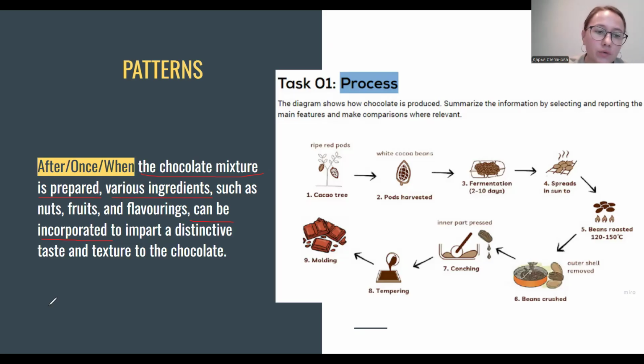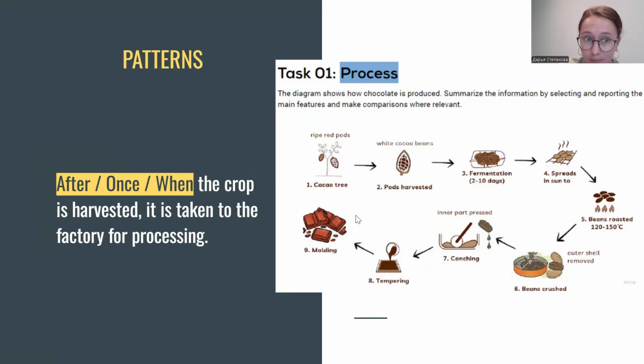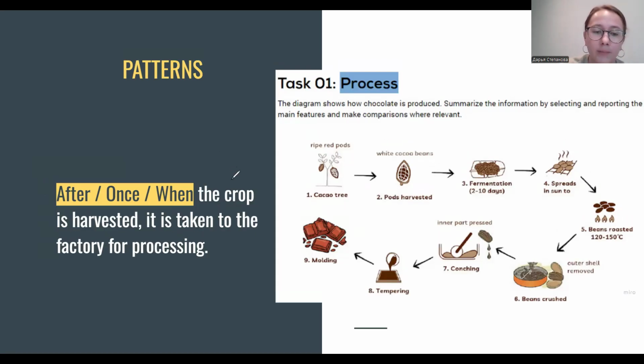But you can also use this pattern to explain one step only when you have only one and the same subject. For example, once the crop is harvested, it is taken to the factory for processing. So you see that here you don't need to repeat the crop, like you are talking only about the crop. The crop is your main subject.